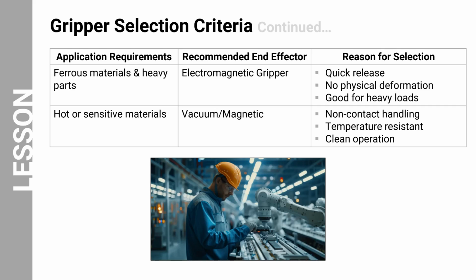Vacuum or magnetic grippers work well with hot or sensitive materials. They can handle items without direct contact, resist high temperatures, and provide clean operation without contamination. Each of these gripper types serves a specific role based on the material properties and handling requirements.